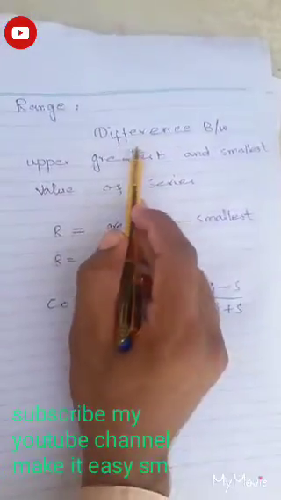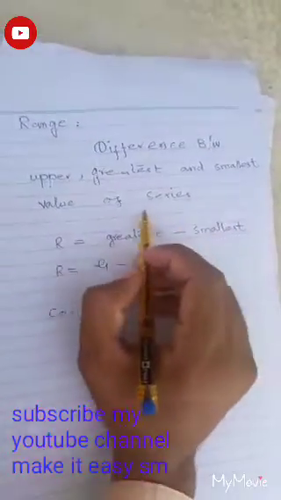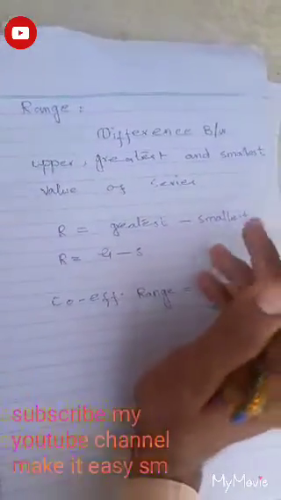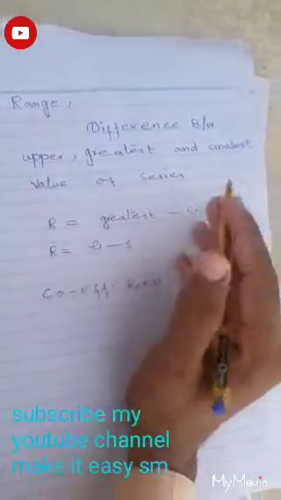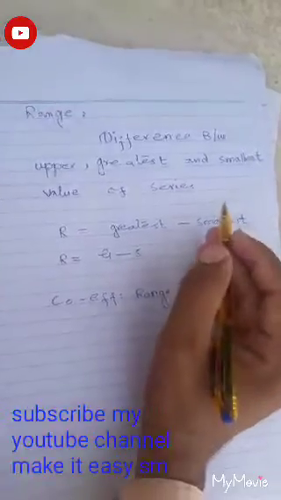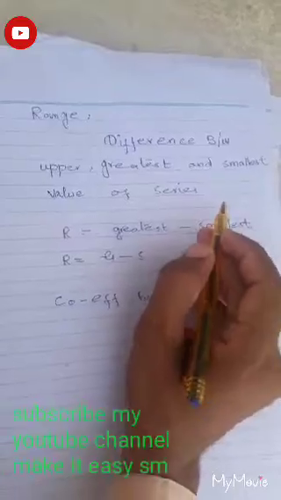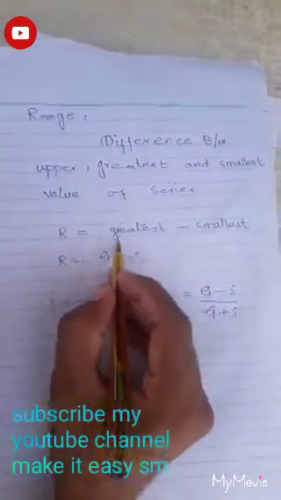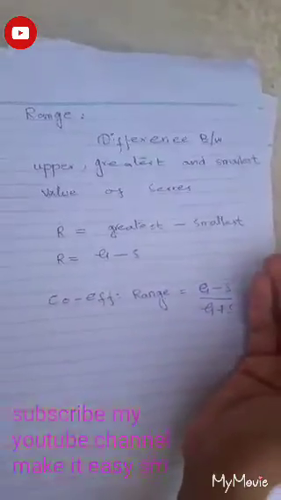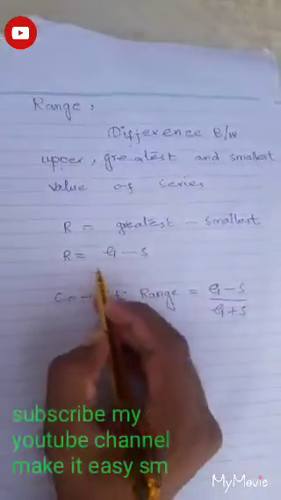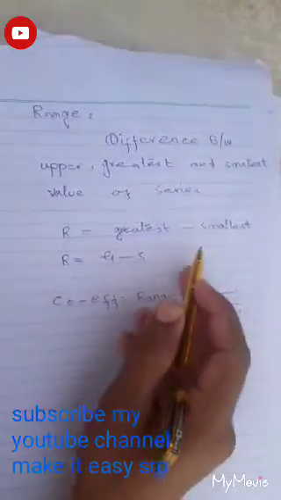Friends, range is the difference between the greatest and smallest value of the series. As you know, we have three series: individual series, discrete series and continuous series, and we will do examples in all three. The formula for the range is the greatest value minus the smallest value of the series. We can simply write that R is equal to G minus S, G for greatest and S for smallest.